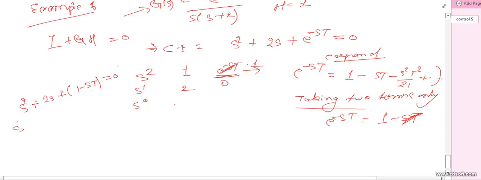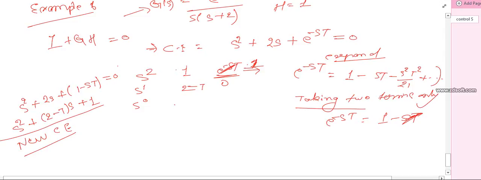So we have s square plus (2 minus T)s plus 1. Now this is the new characteristic equation for Routh-Hurwitz with the help of that one. So here you get 1, and this is also 1, and here you get 2 minus T, and this is 0. So solving, you get here 1, and this is 0. So what you see, sign change you have to see.